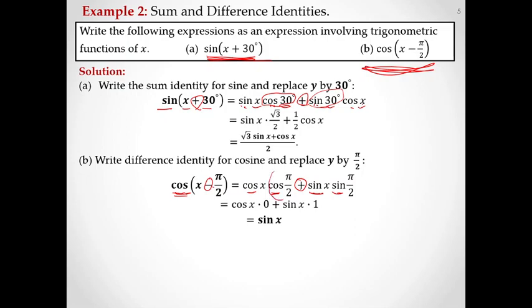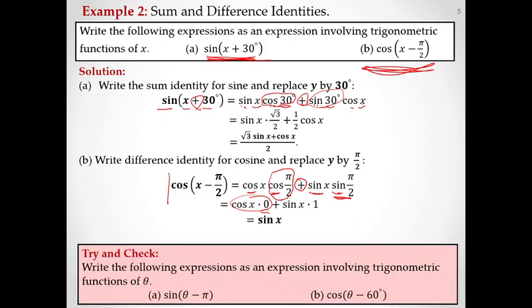So we put this cosine, and this is pi over 2. It will be cosine 90. We know cosine 90 is 0, and sine 90 is 1. So now it will be 0 here. This will be sine x. So we got some identity now. For any x this is true: cosine of x minus pi over 2 is equal to sine x.